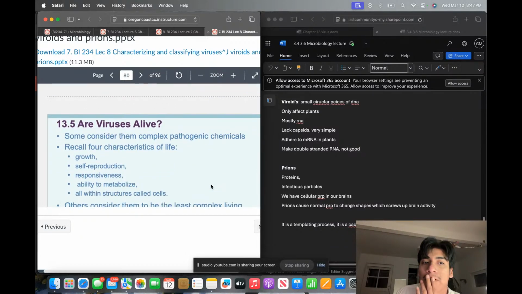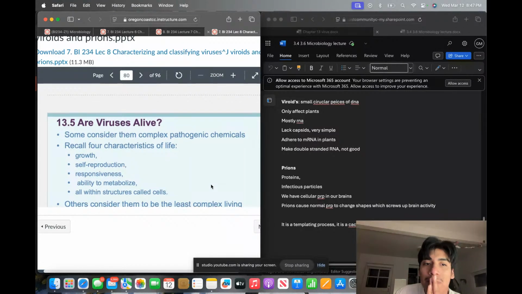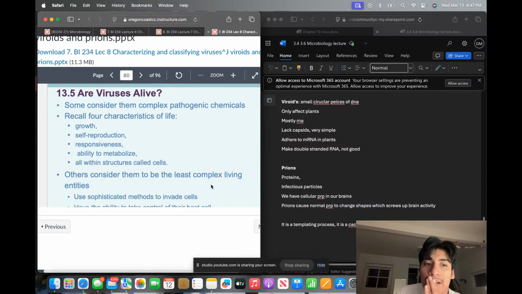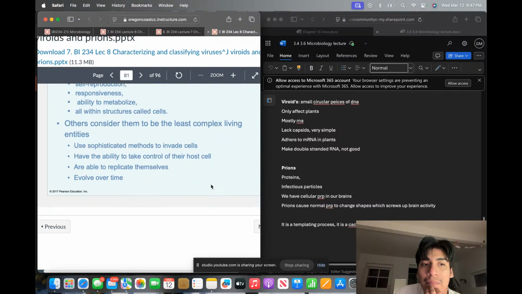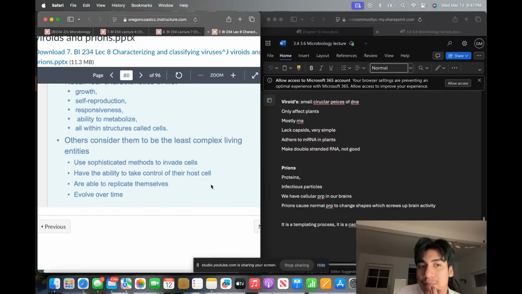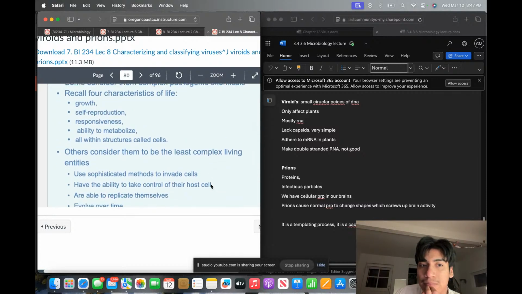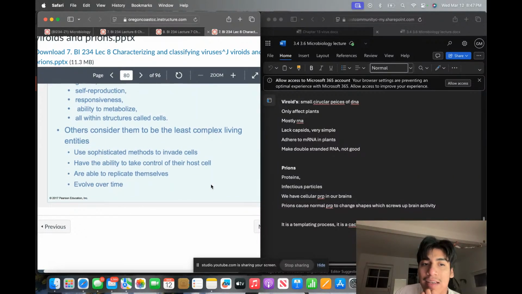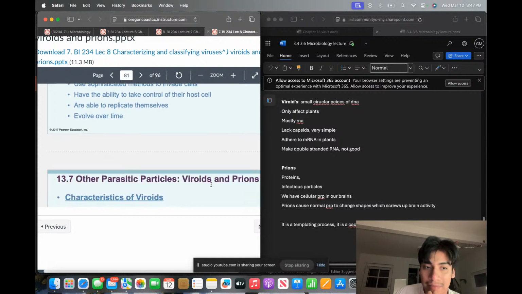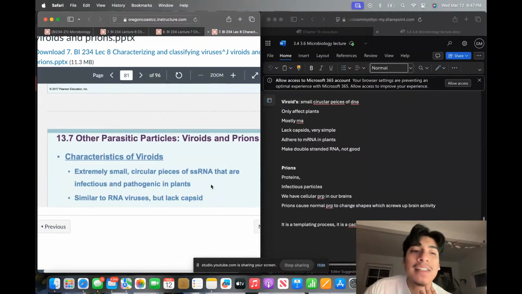Are viruses alive? They're considered complex pathogenic chemicals. Recall the four characteristics of life. Others consider them to be the least complex living entities, which is weird because they have such sophisticated methods and evolve and replicate themselves. So it's like, what are these things? How do we classify these things?